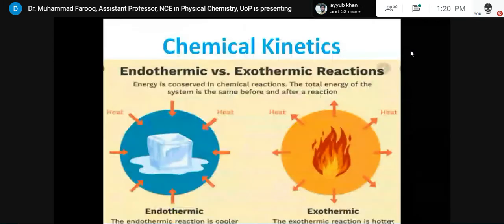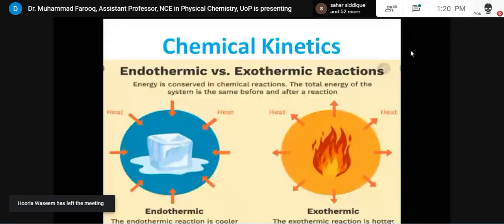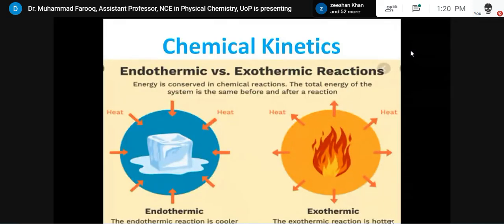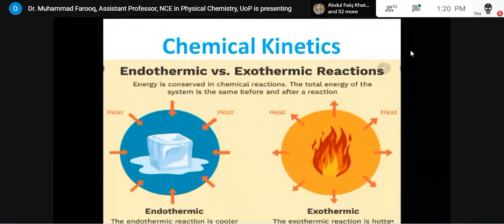You can see when ice melts, energy is gained from the surrounding. So this is endothermic in nature. When ice melts, heat is absorbed and it changes into water. On the other hand, in the burning of wood, heat is released into the environment.